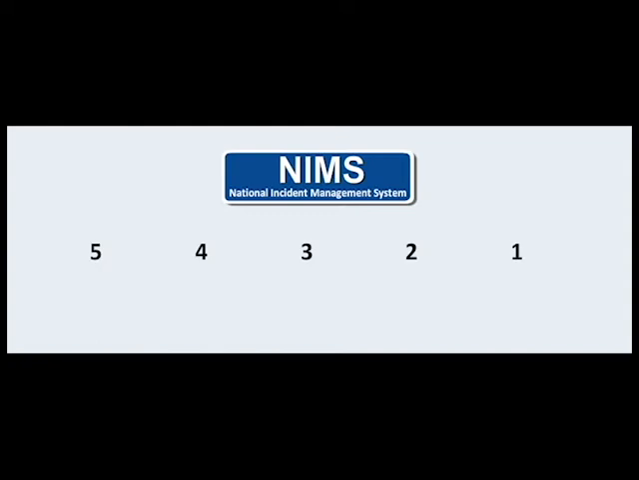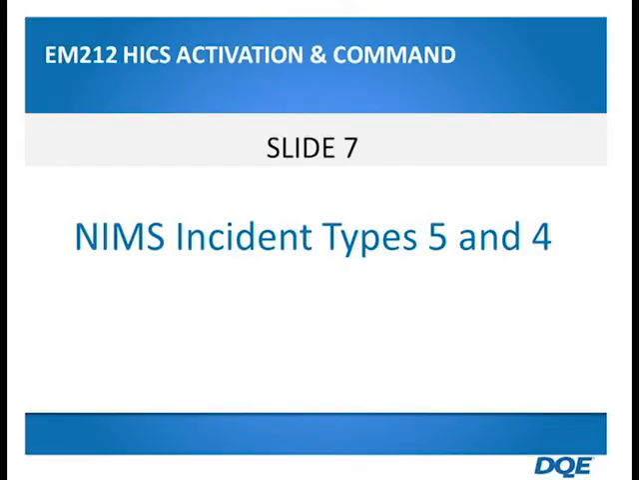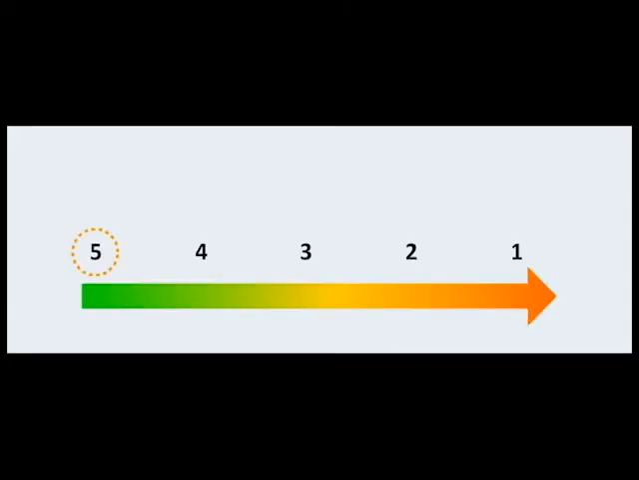They range from least complex, minor impact Type 5 incidents to very complex, major impact Type 1 incidents. The incident type corresponds to both the number of resources required and the expected incident duration. For example, a Type 5 incident may only require 1 or 2 single resources with up to 6 personnel. Command and general staff positions other than the incident commander are not activated. This type of incident is usually contained within a few hours and doesn't require a written incident action plan.